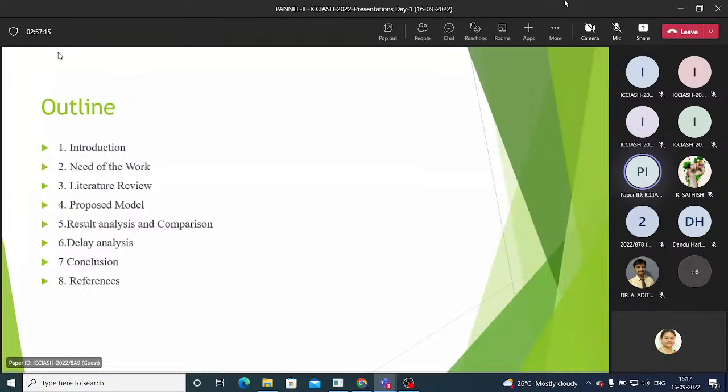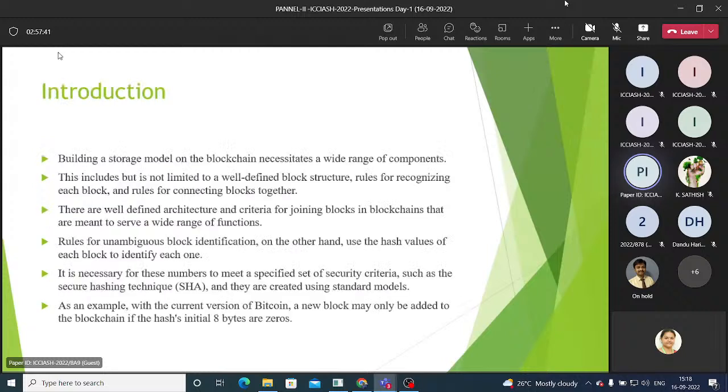Moving forward, this is the outline wherein I'll be telling you the introduction, the need of the work, my literature review, the proposed model which I am proposing, and the results and analysis and the comparisons which I have done from the literature review and the papers which I have gone through for this work, the delay analysis, conclusion, and the references.